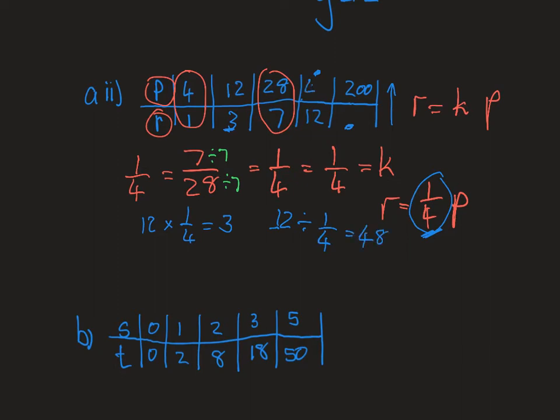So this one there is 48. And for the last one, it is the right way around, again from top to bottom. So we're just going to times by a quarter, 200 times a quarter, which of course is equal to 50. So that value is 50.